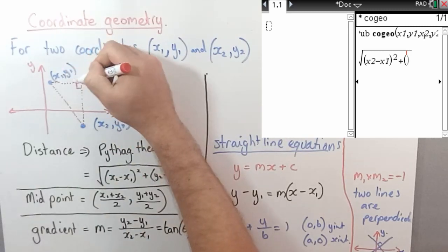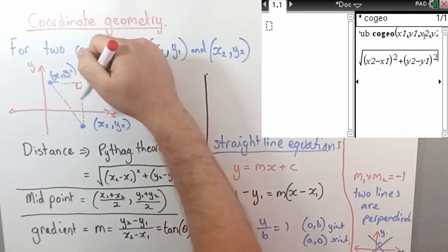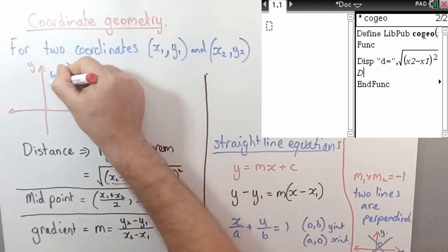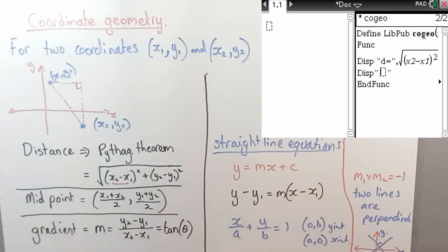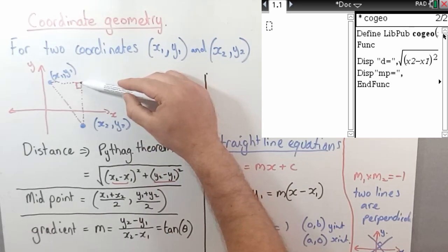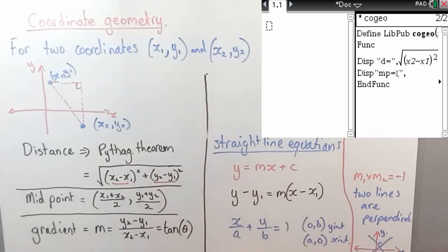And this side length is going to be the difference between the x points. So we've got x2 minus x1, which is this distance here, and the distance between the y points, so the height here, the difference in the y's. We can just put it in, square both of those, take a square root, and that'll give us the distance here.